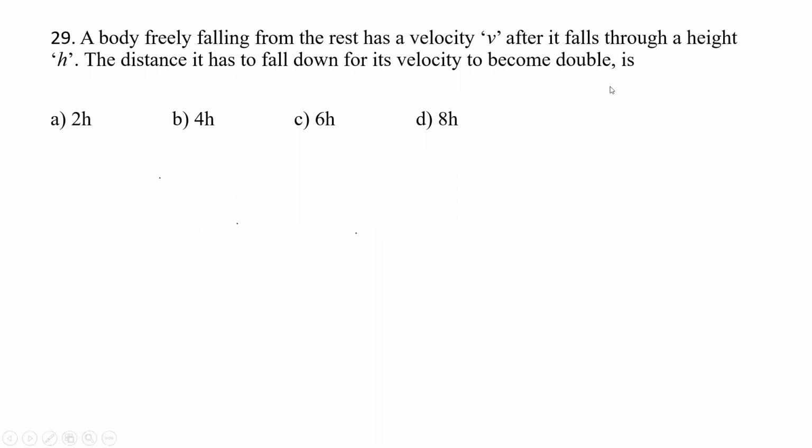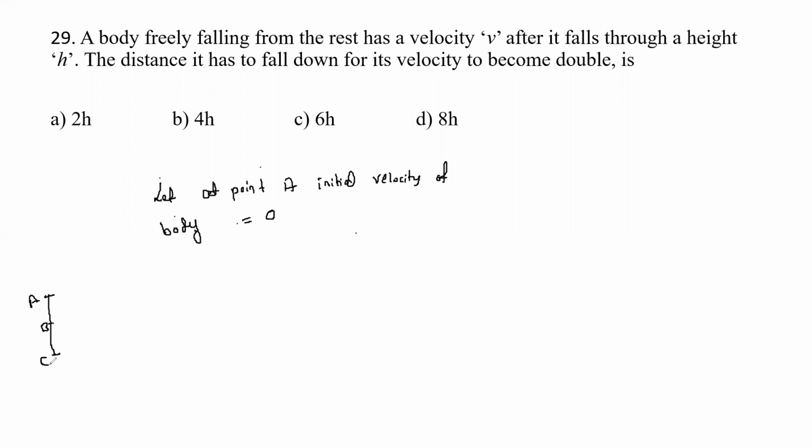So how can we do this one? Let at point A, the initial velocity of the body is equal to 0. Initial velocity is given as 0 for the path AB. So I can assume one diagram here. You can consider this is A, this is B, and this point as C. So this we can take as h. Okay, the velocity becomes double, they are saying, therefore it is 2v.